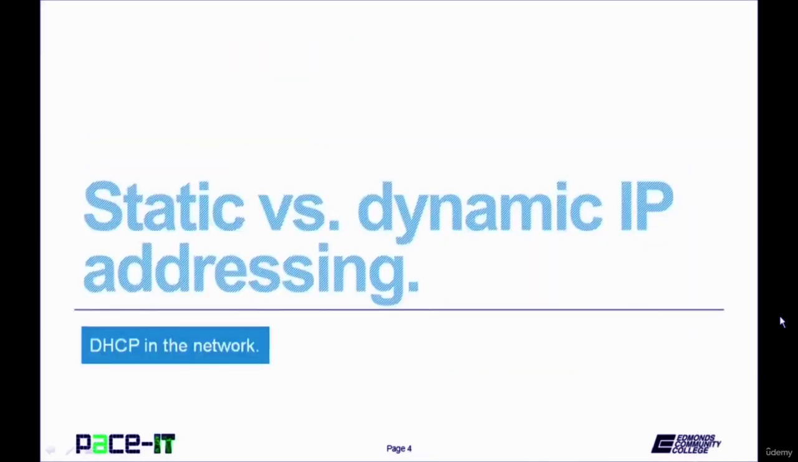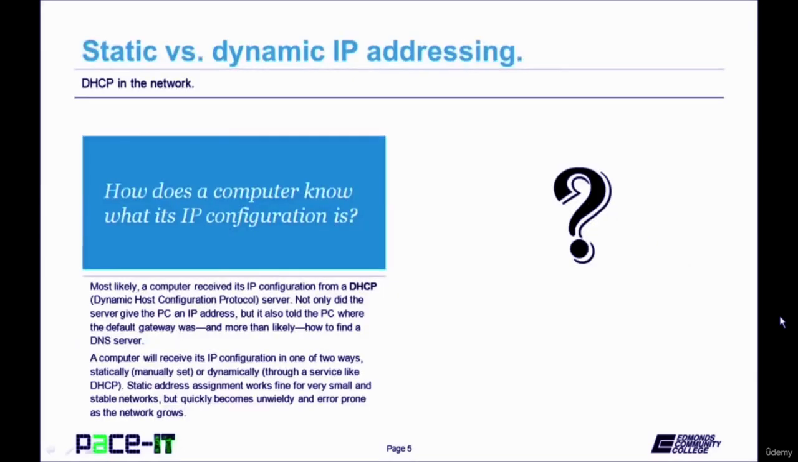And of course, we begin by talking about static versus dynamic IP addressing. So how does a computer know what its IP configuration is? Well, more than likely, a computer received its IP configuration from a dynamic host configuration protocol server. Not only did the server give the PC an IP address, but it also told the PC where the default gateway was, and more than likely, how to find a DNS server.